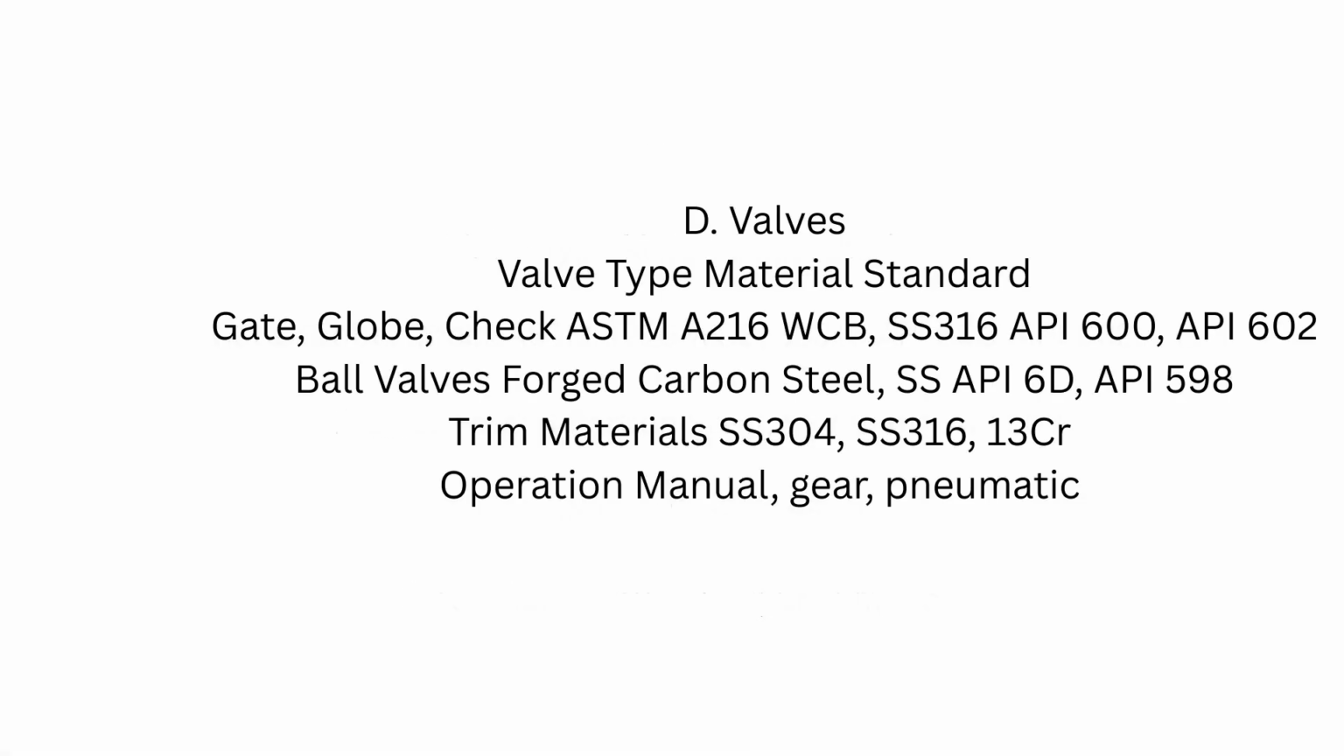Valve type, material, standard. Gate, globe, check: ASTM A216 WCB, API 600, API 602. Ball valves: forged carbon steel, SS, API 6D, API 598. Trim materials: SS304, SS316. Operation: manual, gear.